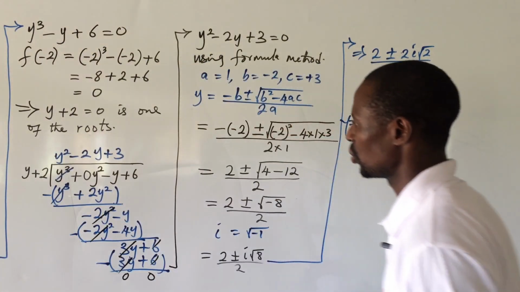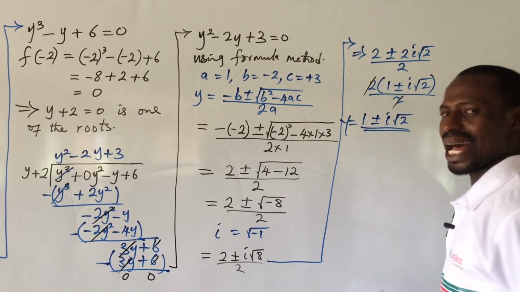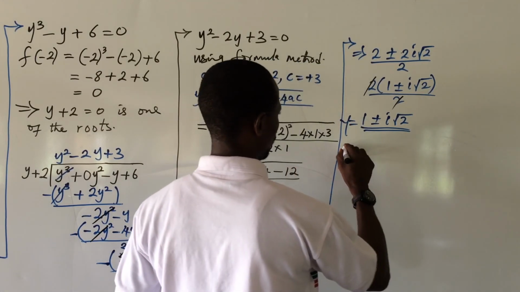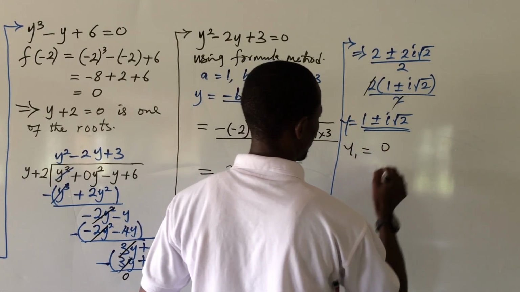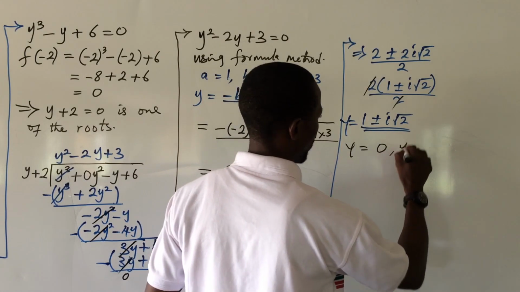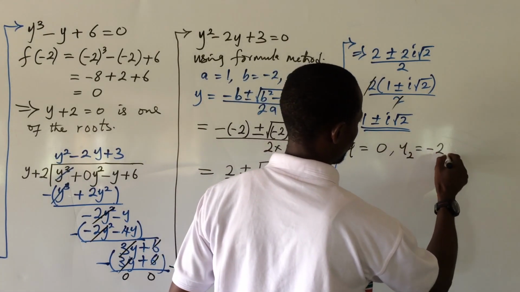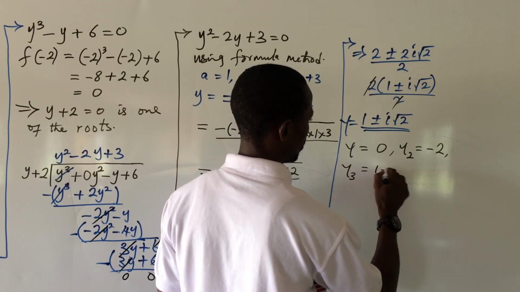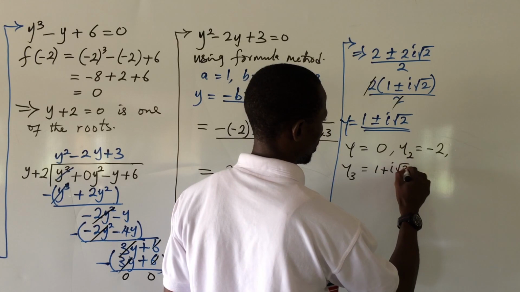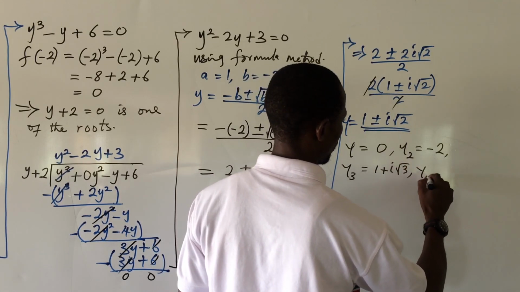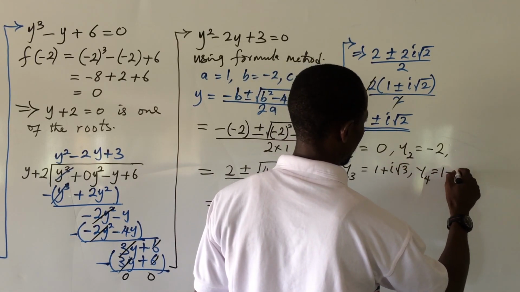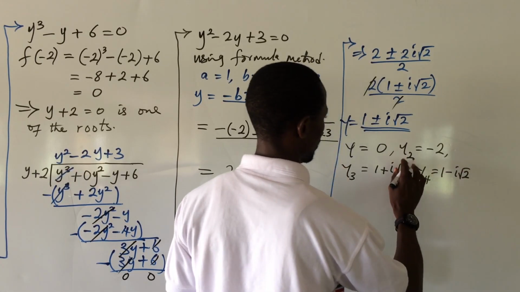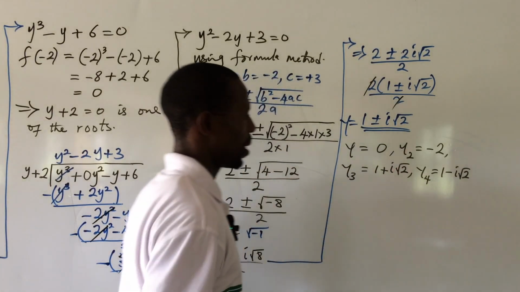So we now go into our expression. What are the values of our y? First value, we have y1 equal to 0. The second one, y2 is equal to minus 2, and y3 equal to 1 plus i root 2, and y4 is equal to 1 minus i root 2.